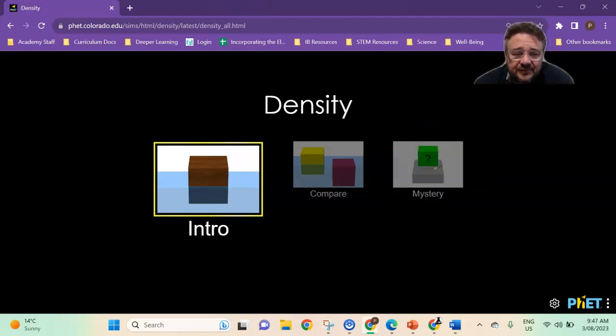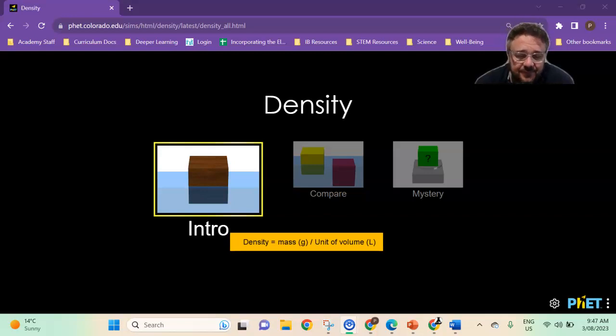Now there are a couple of things that we probably need to make sure we have down pat before we start. First off, density equals mass, which we're going to measure in grams, divided by unit of volume. Actually, in this case, it's going to be liters. Now, actually, that's going to be kilograms with this simulation. A liter, in the way we describe volume, is a decimeter cubed. Remember, that's the 10 centimeter by 10 centimeter by 10 centimeter box, right? And a kilogram is 1,000 grams.